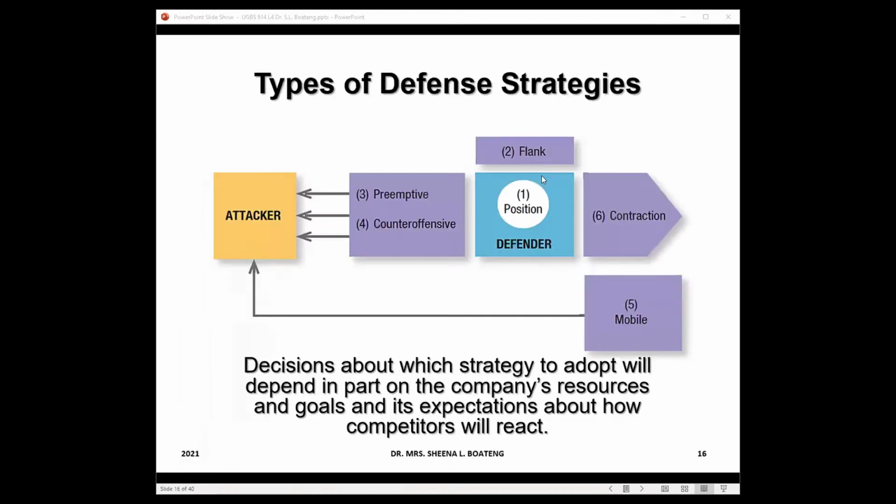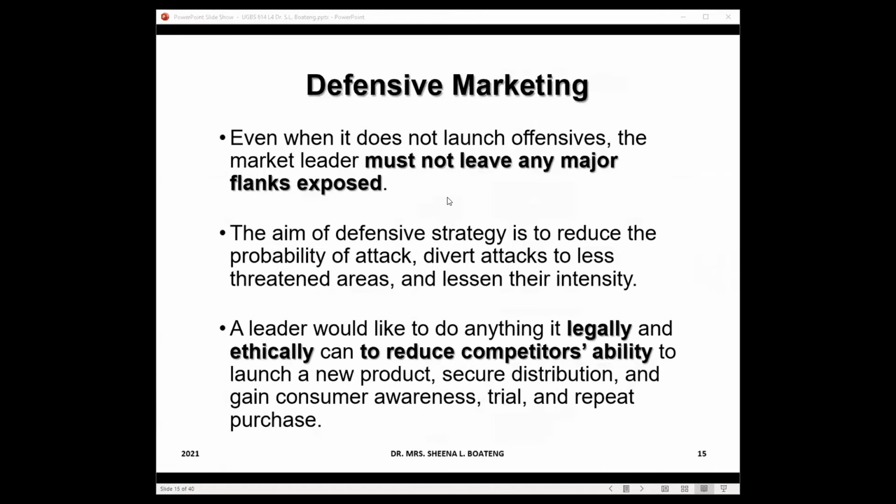So in terms of defensive marketing, there are a total of 6 strategies that the firm can use. Yes, Isaac, please go ahead. I think when you mentioned the defensive response, the defensive marketing, we're saying the companies need to direct the attacks to less threatening areas. Could you kindly explain further?